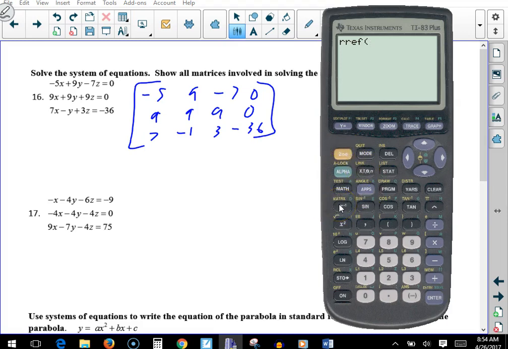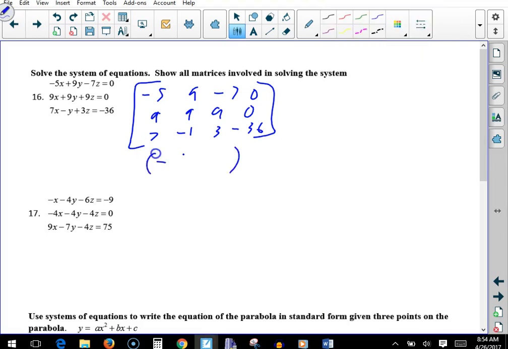This is just like when we did stats and we entered things into L1, then we told it to look at L1. It's the same concept. One is already highlighted, all we have to do is hit enter twice. And there's our answer. So we get -8, 1, 7. Remember though, you must write it as a point in space, X, Y, Z.